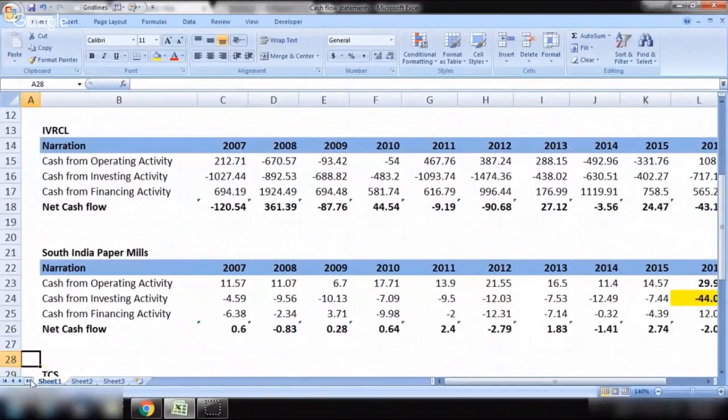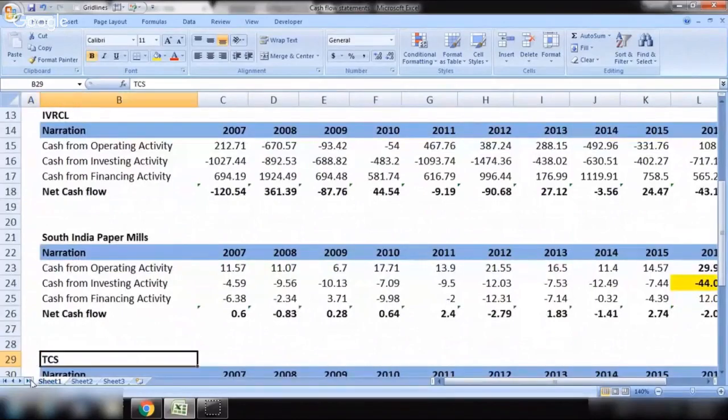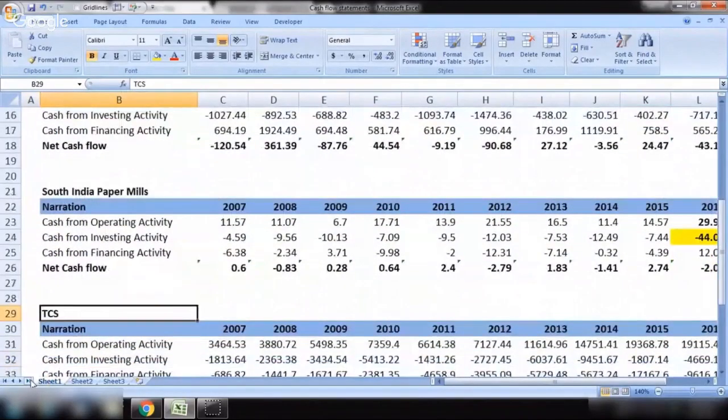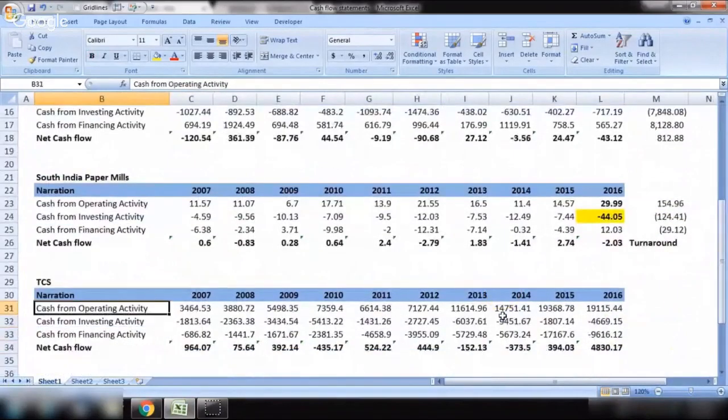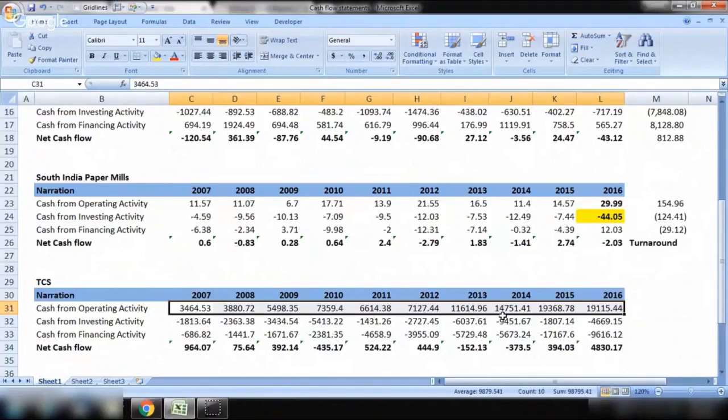So let's move to the next stock, TCS, fairly large company, right? So let's look at the cash flows here. All right. So look at the cash flows from operating activity. Positive numbers all throughout, right? In 2007, they generated close to about 3,500 crores. Similar numbers in 2008, and if you ask me, these are a beautiful set of numbers, right?